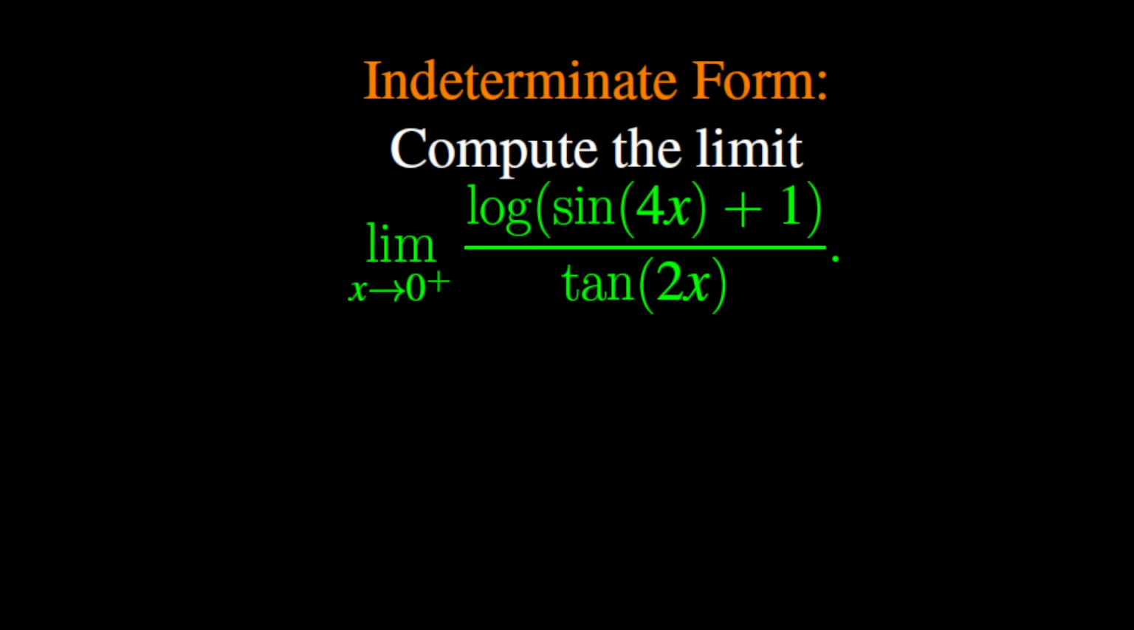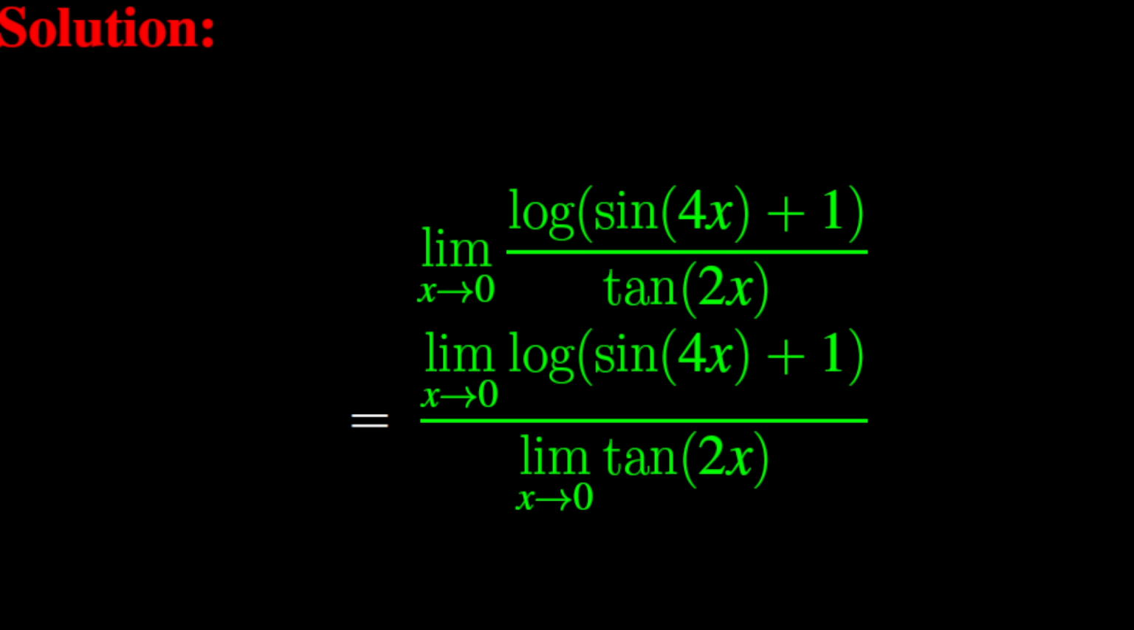In this problem, we are asked to evaluate the limit as x goes to 0 of the fraction logarithm of sine of 4x, plus 1, over tangent of 2x. It is clear that the fraction logarithm of sine of 4x, plus 1, over tangent of 2x is a quotient of two functions, so we should use the quotient law.